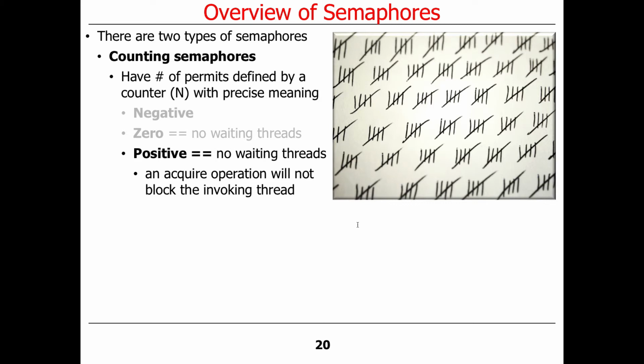You could argue that they're really just 2 states, positive and 0 or lower, but we'll break them up into three states just to make it interesting. Okay, so those are the semantics of so-called counting semaphores.